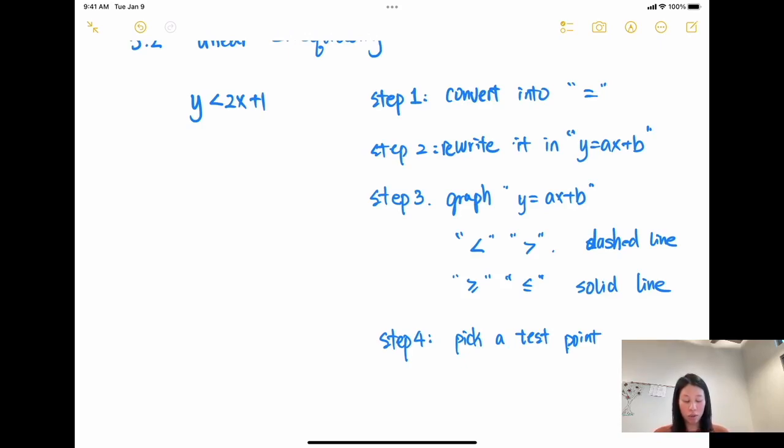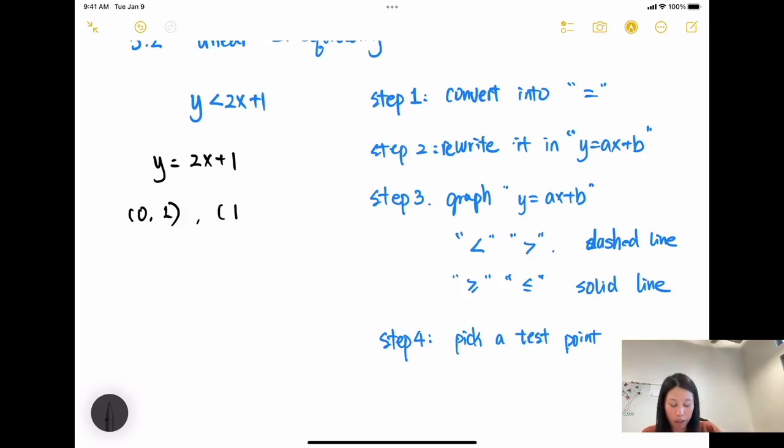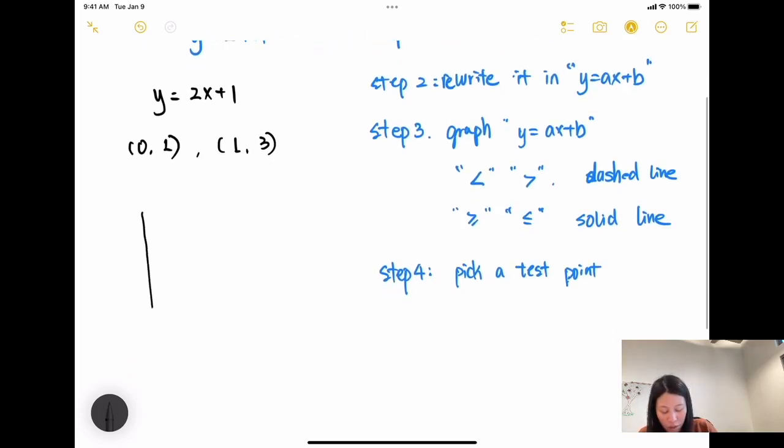So now let's start with step 1, convert it into the equal sign. When I convert it, I would write this as y equals 2x plus 1. And then I'm going to graph this linear equation. So how to graph it? We pick some points, such as x equals 0, y is going to equal 1, because that's the y-intercept. And then the second point I would pick is x equals 1. When x equals 1, y equals 2 times 1 plus 1, which is 3. Okay, now I have 2 points.